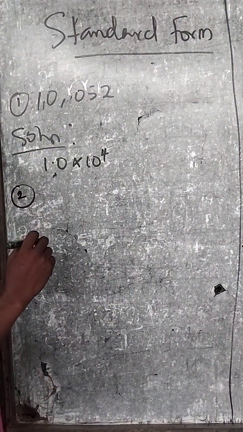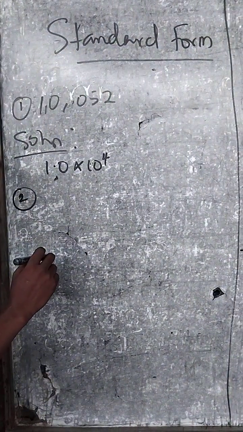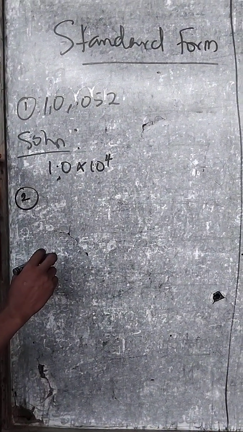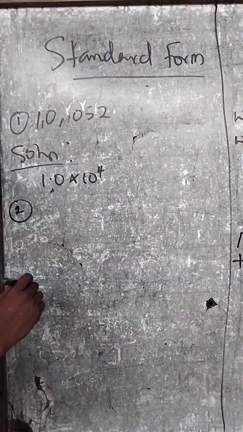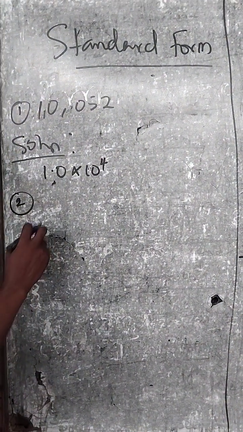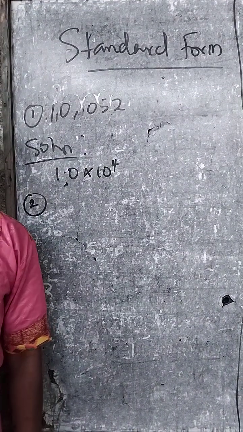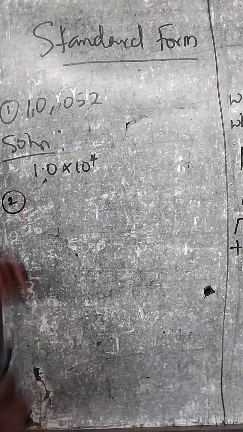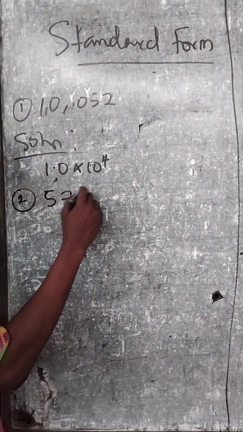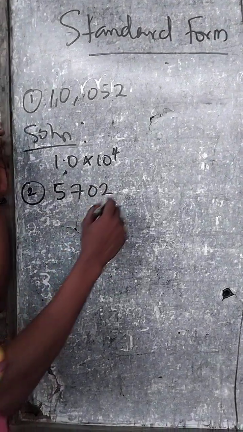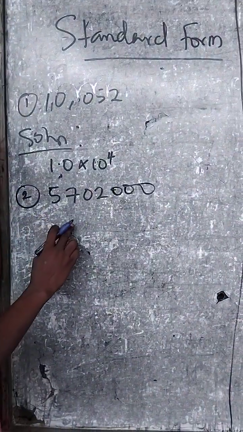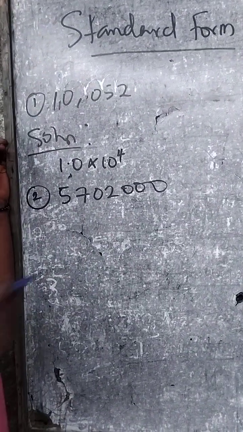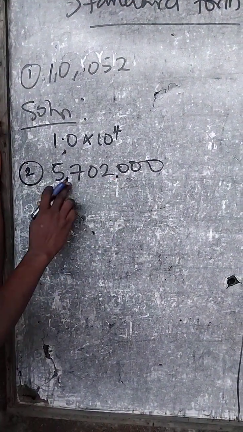What's the second one? The second number, please. What's the number? Call the number as a whole. Who can call this number effectively for me? 5,702,000. That's the number.